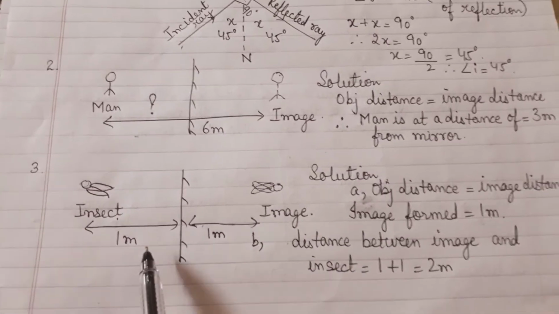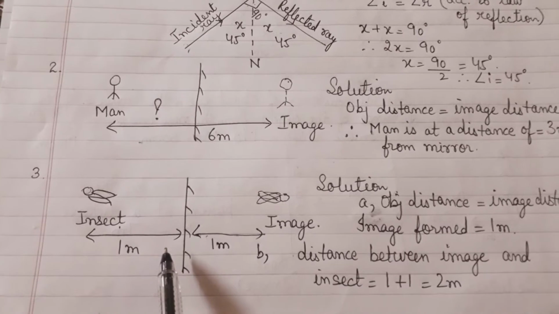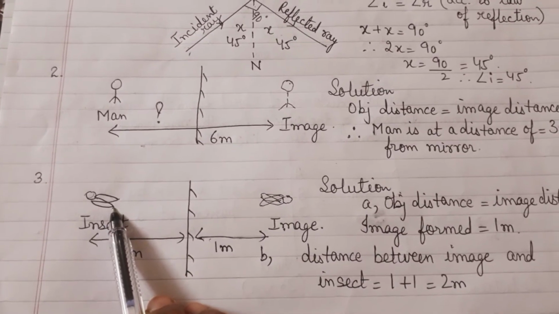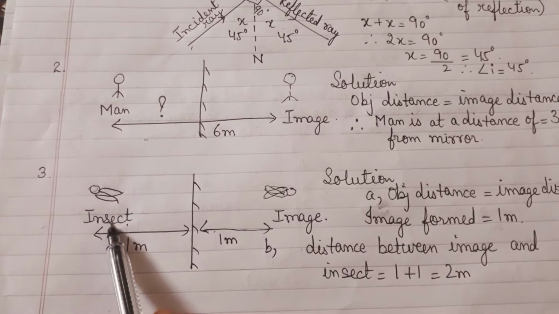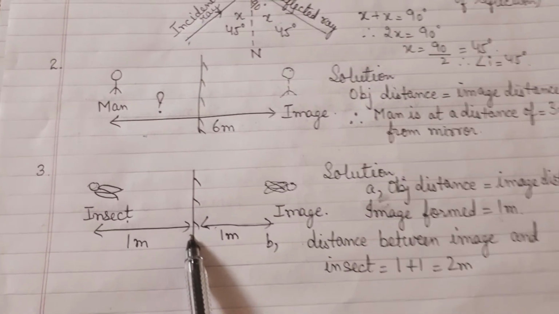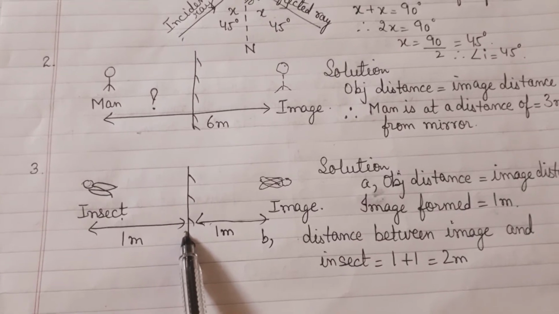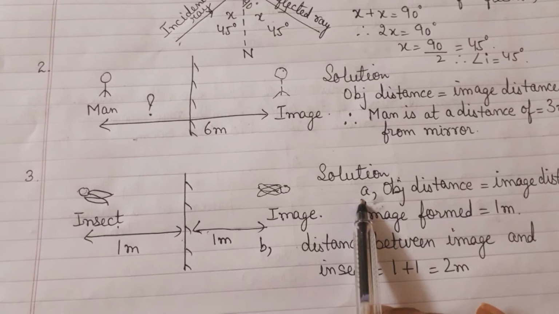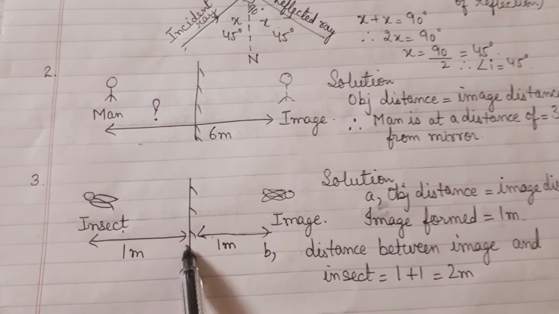It has been mentioned in this question that an insect is sitting in front of a plane mirror. I have depicted the insect with the help of a diagram. The insect is sitting at a distance of 1 meter from the mirror. Now this question has two parts. In part A, they have asked where the image of the insect is formed from the mirror.